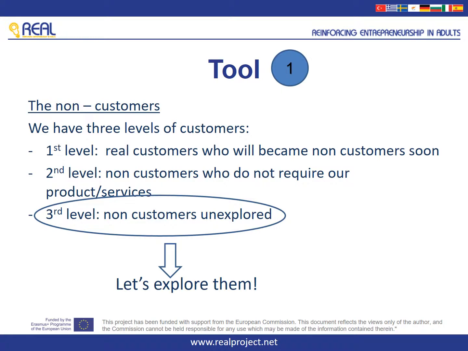In the second level, there is some type of tourists who do not feel like experiencing our services. They have a taste for other ways of tourism. In the third level, non-customers unexplored. We don't know anything about some potential customers. We need to know who they are, which alternatives to us they're using, why they're choosing these alternatives, and what we could modify to make them become potential customers.